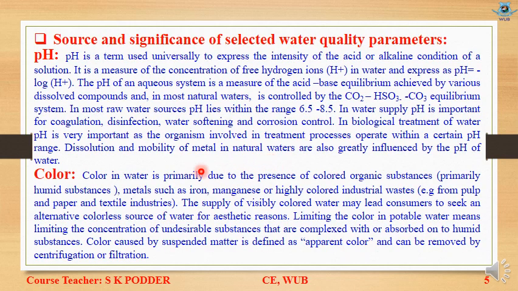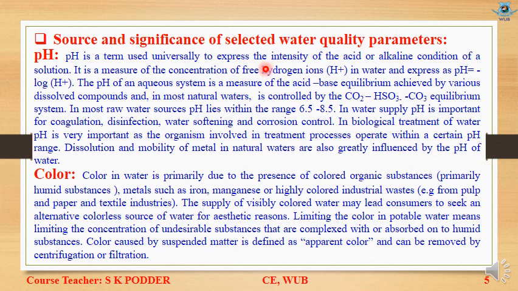Now, source and significance of selected water quality parameters. First of all, you should have an idea about water quality parameters. Water quality parameter means the types of parameters which control the water quality, such as pH, color, turbidity, fecal coliform, TDS, etc., which control the quality of drinking water or any types of water. So we should know the source and significance of selected water quality parameters.